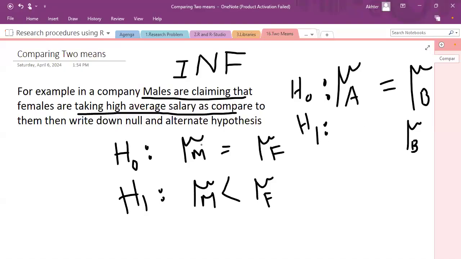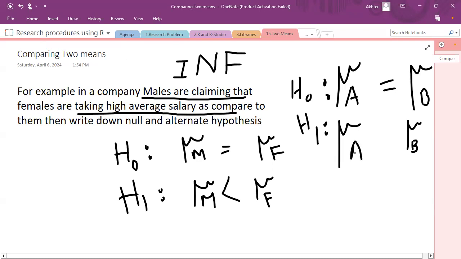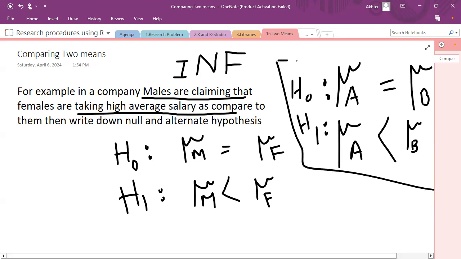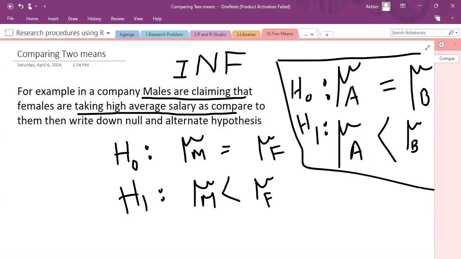The product manufacturer is claiming that their product B is an outclass product and it is more popular as compared to product A. So your hypothesis will be like this. The researcher is interested in the alternate hypothesis, right? Not in the null hypothesis. Here as well, the claim is there: males are claiming that females are getting the larger salary. So this is the hypothesis in which we are interested.